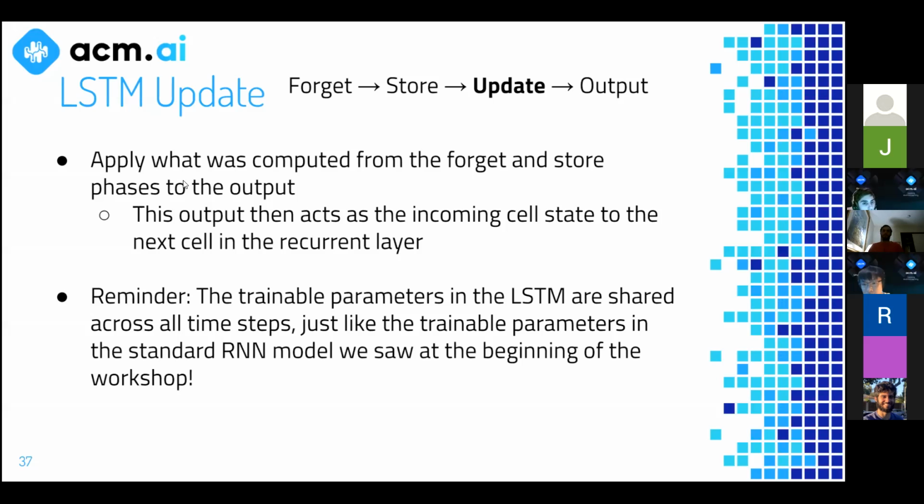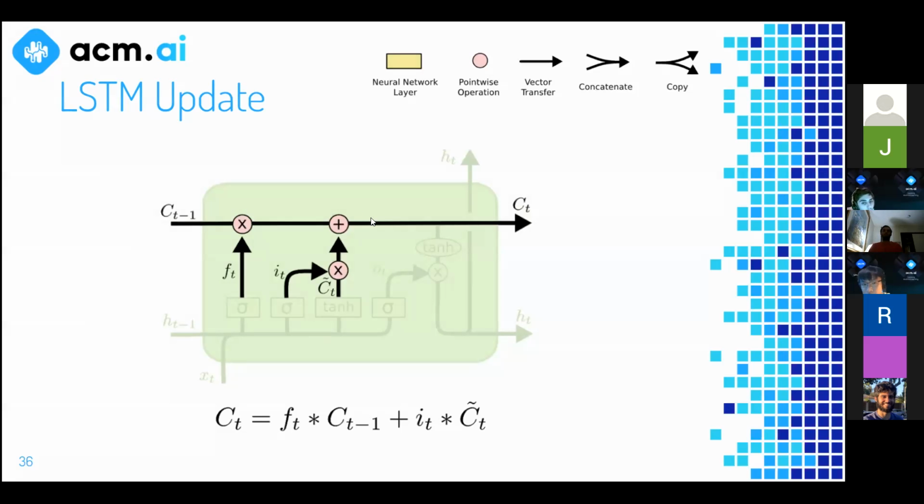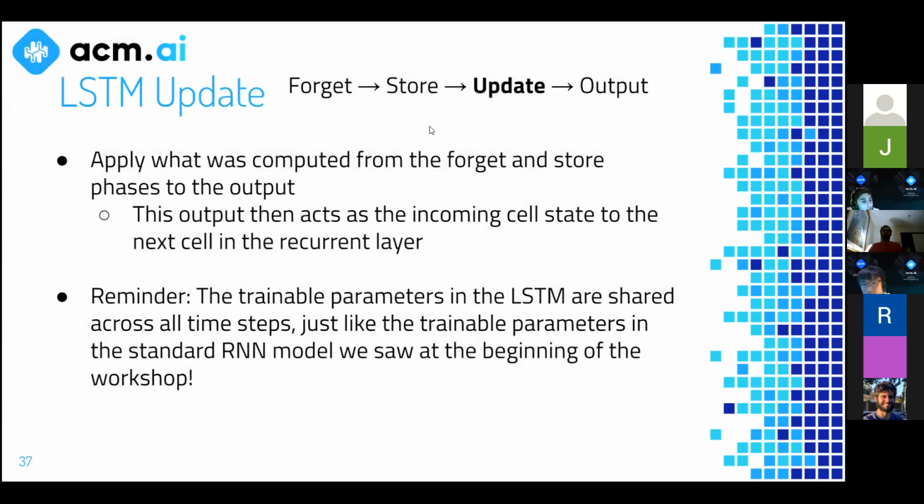Yeah. So the reason we split it up like forget, store, update, output is because usually the order in which things are implemented is you'll compute this heat map for the forgetting things, then compute another heat map for the storing things, and then you'll perform these two updates after that. So that's the only reason it's listed in this order.